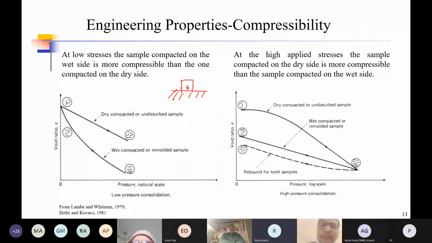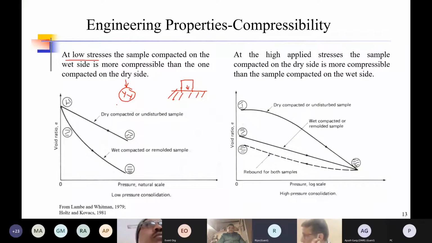Why is that? Because, as I was telling you, on the dry compacted side, changing this flocculated structure of the clay just by adding some external stress is not easy, and that is why the compressibility is less. But changing the structure of the clay when it is already on the wet side is much easier. So under low stresses, the drier side of the soil will be less compressible, but the wetter side will be more compressible.